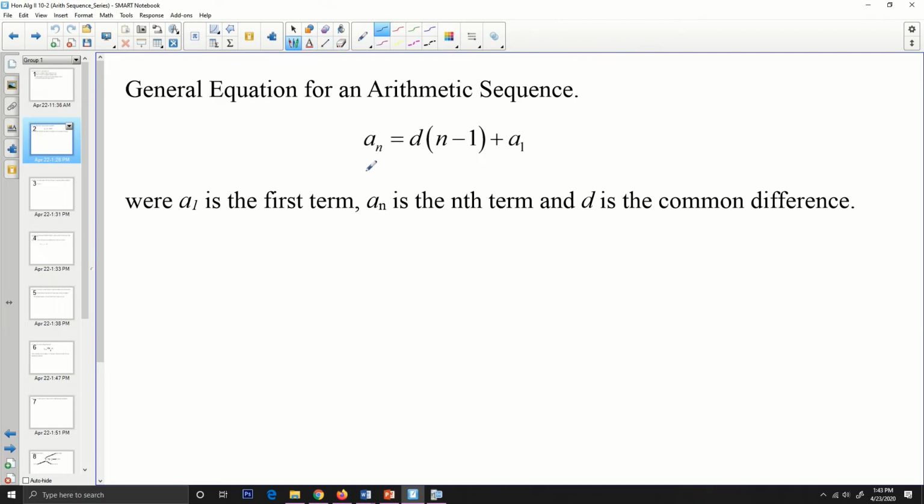This is a linear equation, like we said in the last section. You can think of this as y equals mx plus b, and once we simplify it down, we'll get that every time. So an arithmetic sequence can be written as a linear expression, and this is the one that we use to set it up, and then we'll simplify it a little bit.